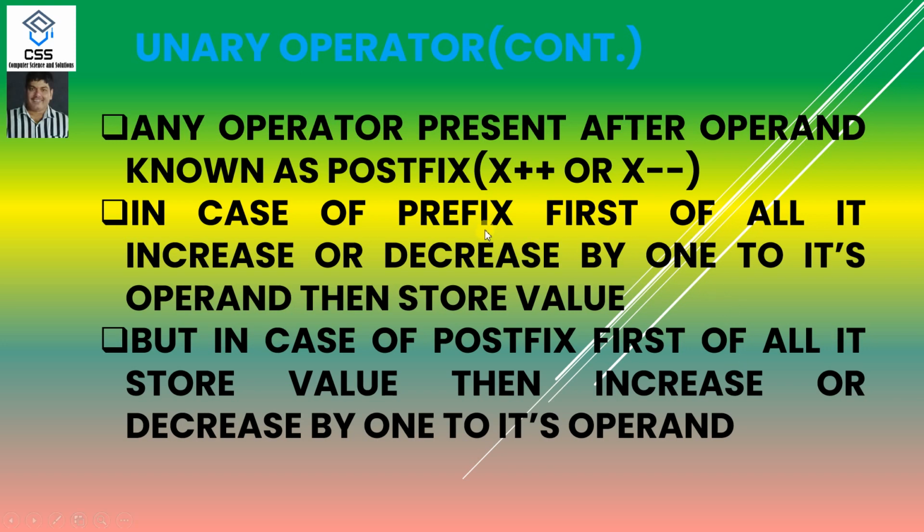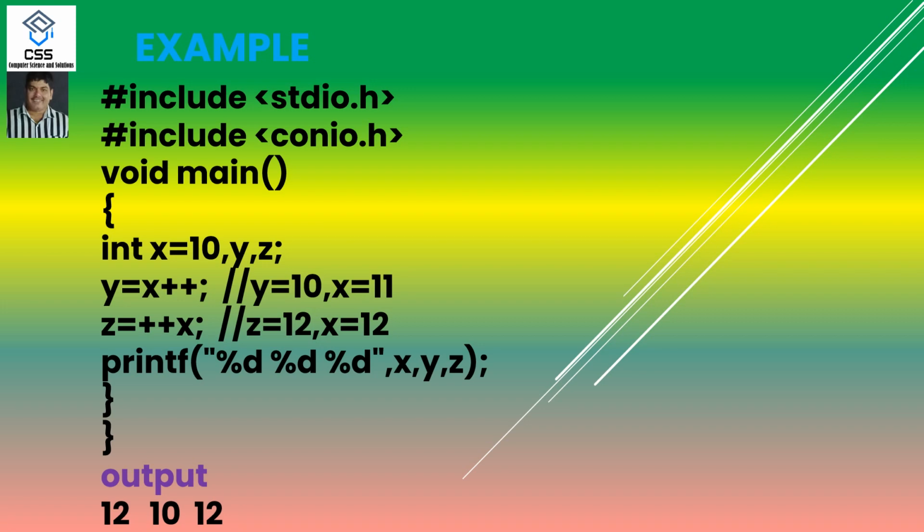In case of prefix, either increment or decrement, first the operand of the variable is increased or decreased by 1, then the value is stored. But in case of postfix, first of all, it stores the value, then increases or decreases by 1 to its operand. So how do you have to evaluate?